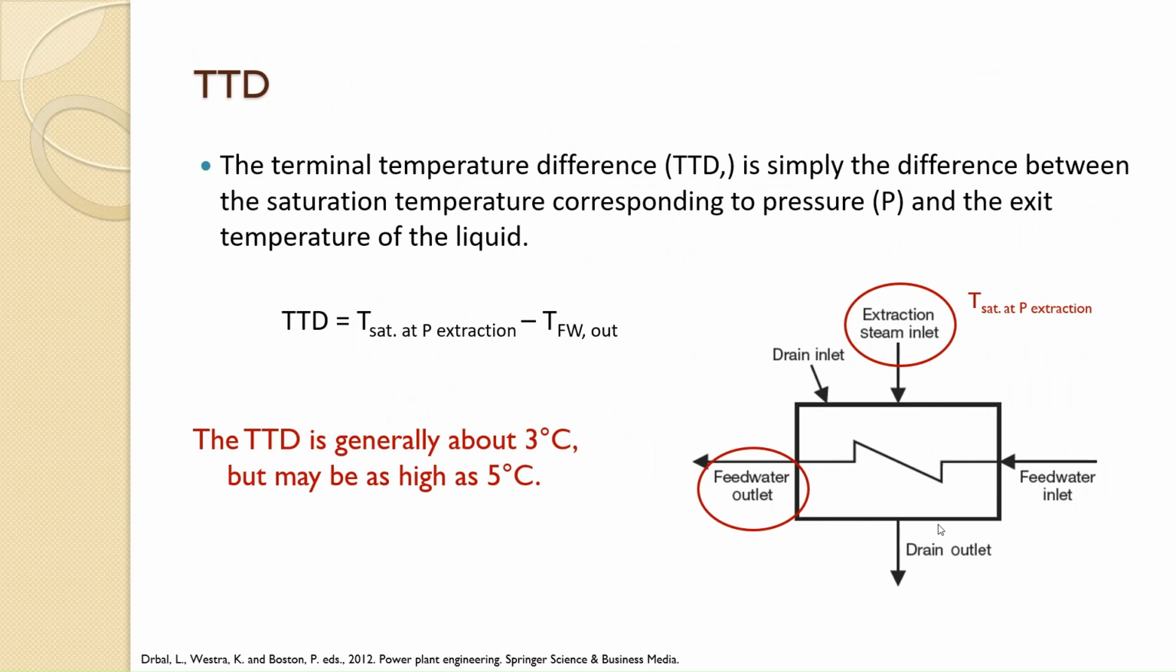TTD is the difference between the saturation temperature corresponding to the pressure of the extraction and the exit temperature of the closed feed water heater. This means that, let's say that we have the closed feed water heater like this. So the temperature of the saturation at extraction pressure is this value, and the feed water heater outlet temperature is this value. So the difference between these two is called TTD. The TTD is generally about 3 degrees C, but it may be as high as 5 degrees C.